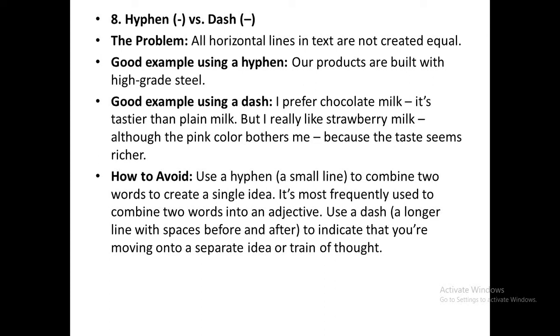Use a hyphen, a small line, to combine two words to create a single idea. It's most frequently used to combine two words into an adjective. Use a dash, a longer line with spaces before and after, to indicate that you are moving on to a separate idea or train of thought. We discussed this in detail in our previous lecture, but here we are comparing hyphen and dash. The first example is about the hyphen, and the second is about the dash.